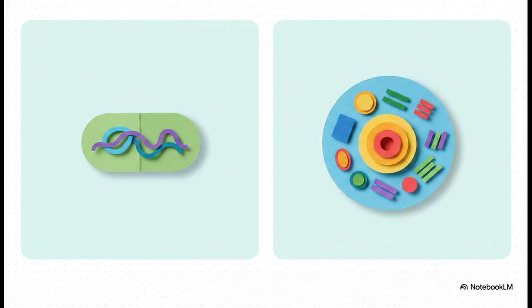Eukaryotes, on the other hand, are the complex heavyweights. They feature a true protected nucleus to house their DNA, plus a highly complex internal organization that is just packed with organelles. And they can be unicellular, like yeast, or massively multicellular, like us.